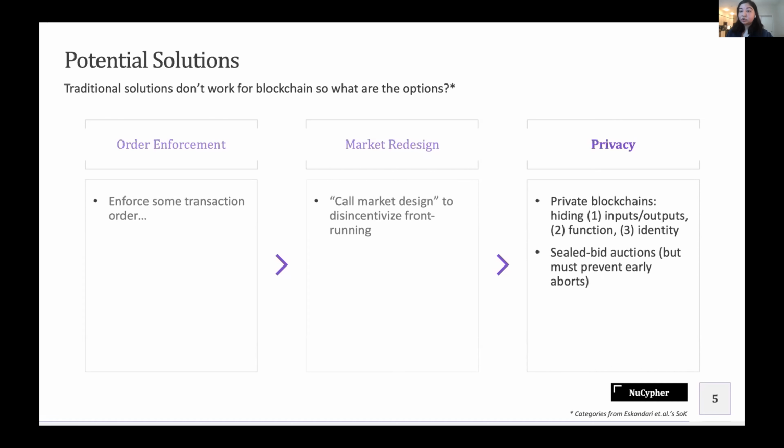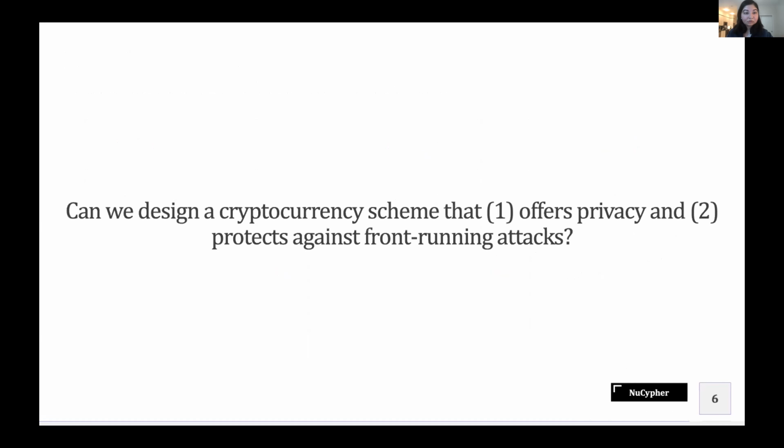The final category of solution could be adding privacy. That way, these malicious users can't even see the bid in the first place. So we can look at private blockchains where we might be interested in hiding the inputs and outputs. We might be interested in hiding the functions themselves, and we might be even interested in hiding the identity of the users involved. Additionally, we can also look at sealed bid auctions, but it's important to note that if you're taking this approach, you need some way to prevent early aborts. And by that, I mean some way to prevent people from submitting sealed bids that they have no intention of acting on.